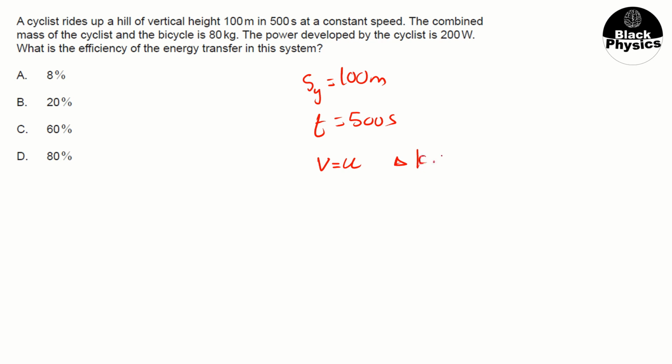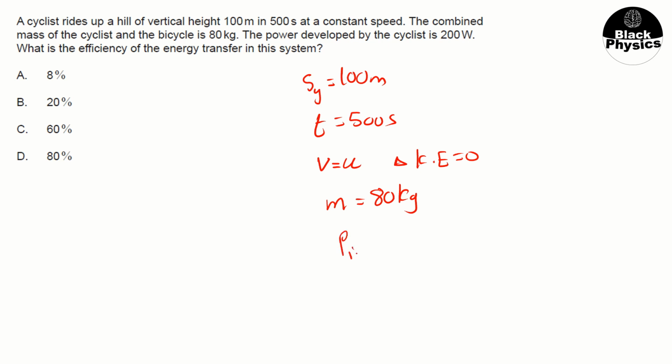Change of kinetic energy equals 0. And there will be a change in potential energy because the object is moving up the hill. The combined mass, the total mass here, is 80 kilograms. The power developed by the cyclist is 200 watts.